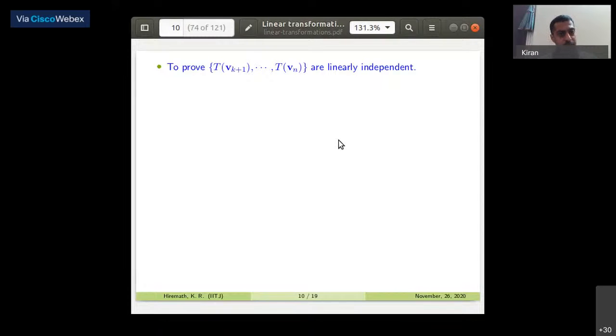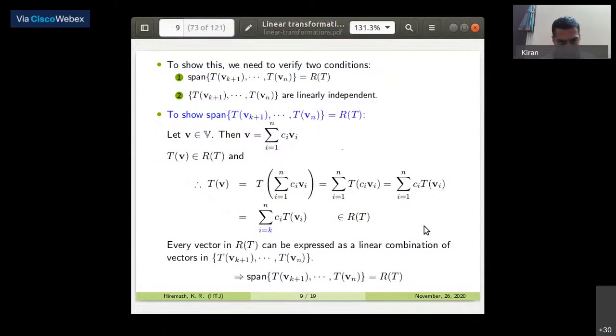So again, we fall back to the basic definition. If you want to show that they are linearly independent, we consider the linear combination with i running from k plus 1 to n. Excuse me, there is a typo here. It should be k plus 1, right? Yes. First k elements are mapped to 0, so it should be k plus 1.